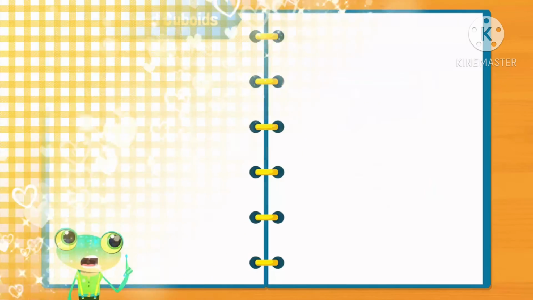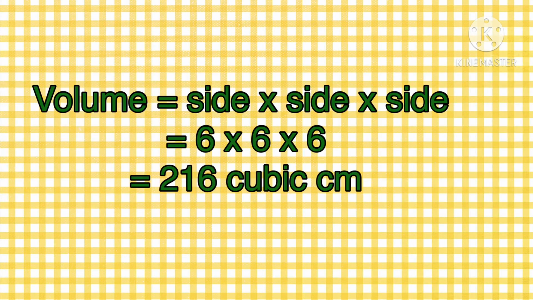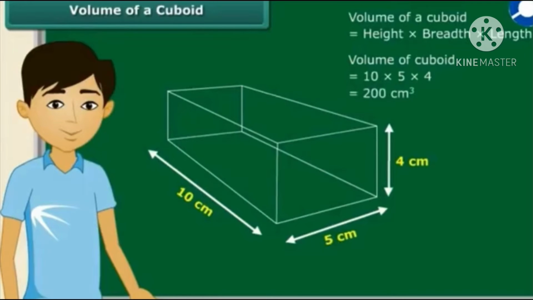And now let us find the volume of cube if the side of the cube is 6 centimeter. We know that volume of the cube is side into side into side. So multiply 6 by 6 by 6. Then we will get 216 centimeter cube. And now in the next problem, we are to find volume of a cuboid with length 10 centimeter, breadth 5 centimeter and height 4 centimeter. So multiply all, we will get 200 centimeter cube as the volume of the cuboid.